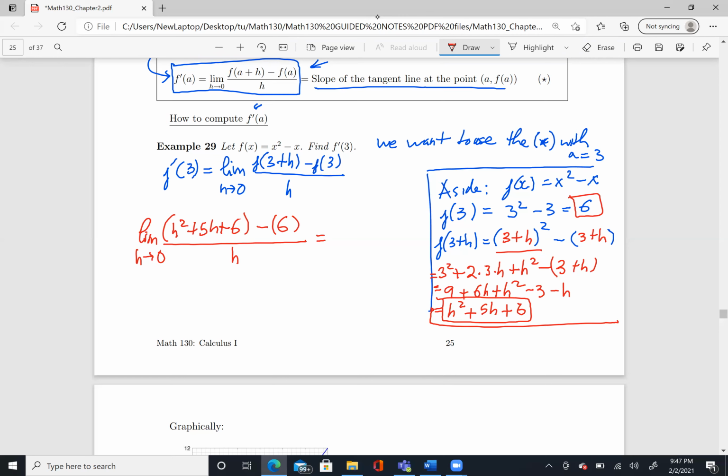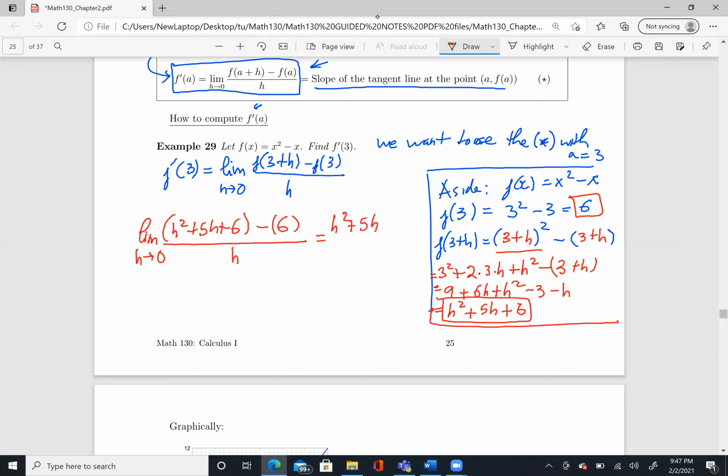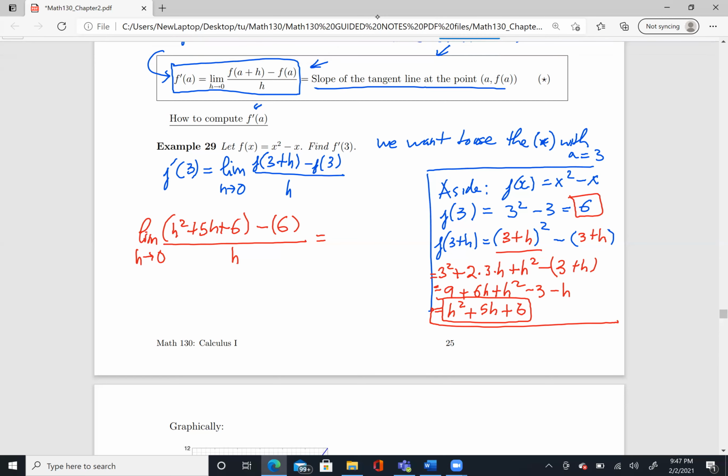Now I'm going to simplify by taking away the parentheses. So I know that h squared plus 5h. Oh, I should also have the limit. How about that? So the limit of h squared plus 5h over h for h going to 0. For the 6, it's gone because 6 minus 6, right?